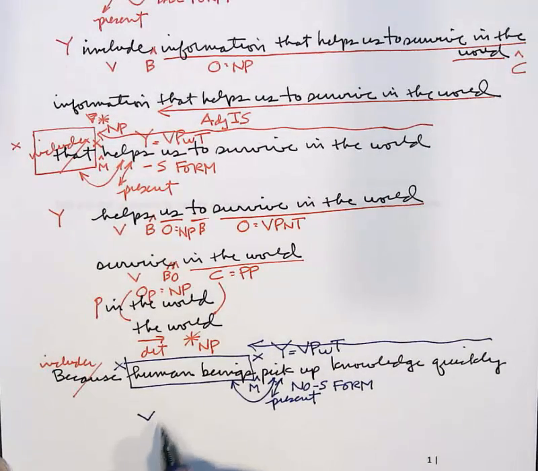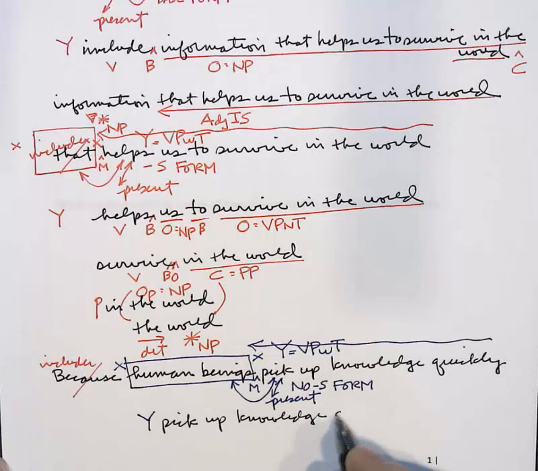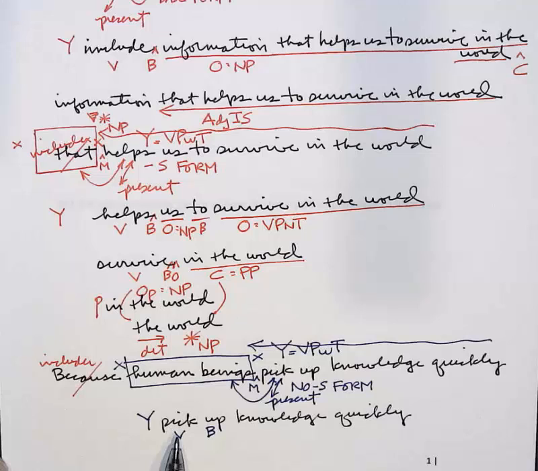Let's rewrite the Y. Pick up knowledge quickly. And pick is the verb, up is the particle, and pick up is an idiom, and up and pick work together to create this idea of learn, maybe. Knowledge is the object, it's a noun phrase. Quickly is the complement, it's an adverb phrase.